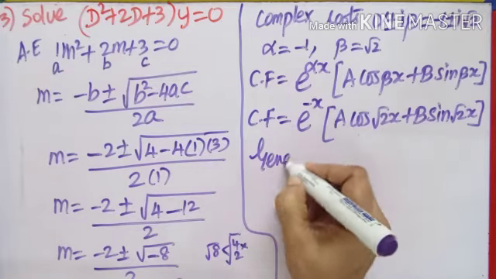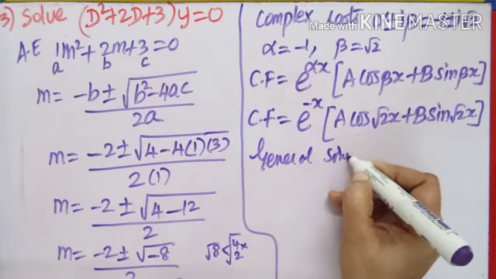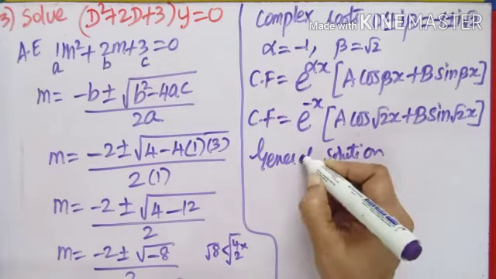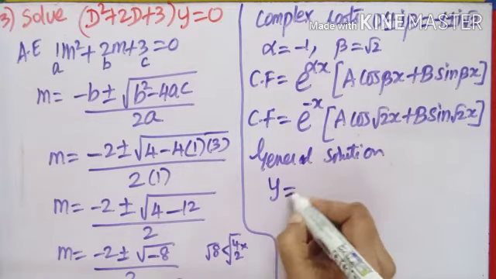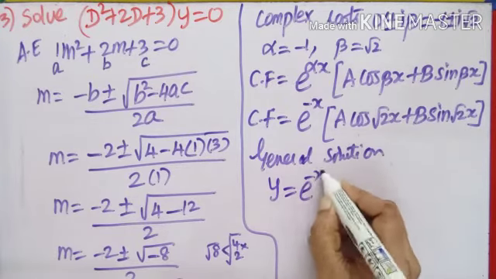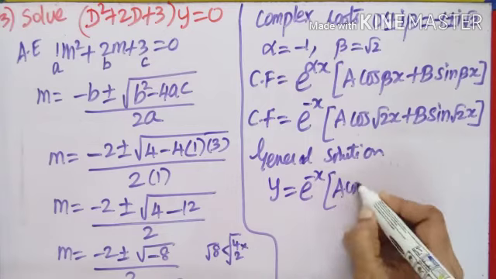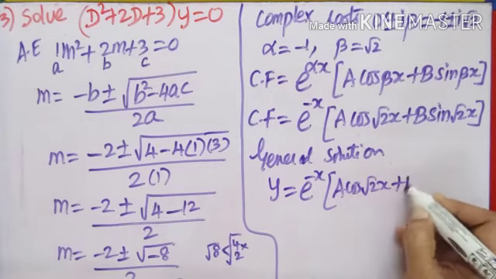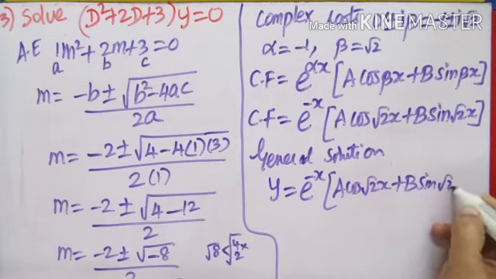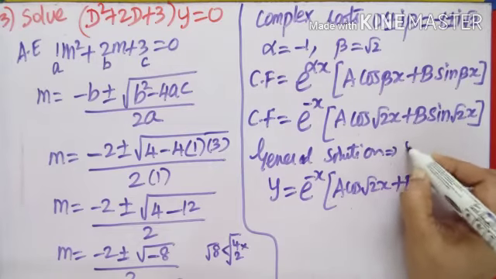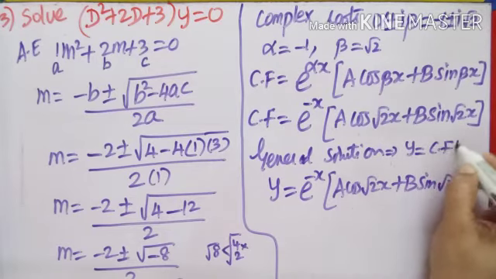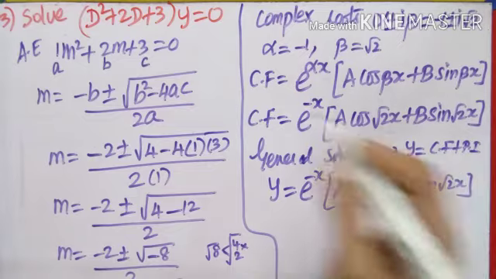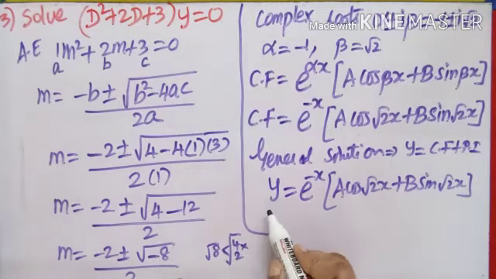We write the general solution as there is no RHS. y equal to e power minus x, a cos root 2x plus b sin root 2x is the answer. We generally write CF plus PI. Whenever RHS is 0, y equal to CF alone is the answer.